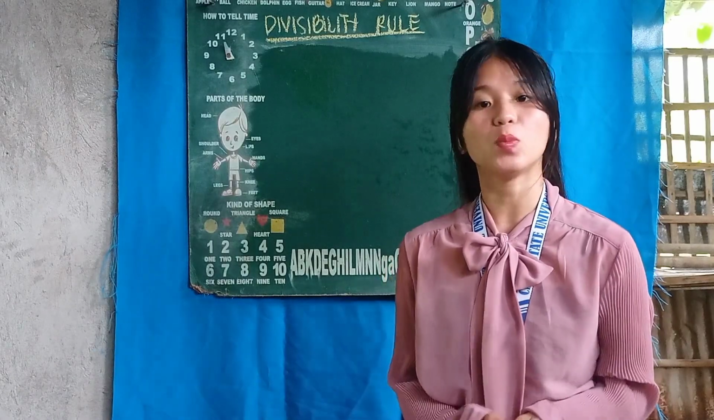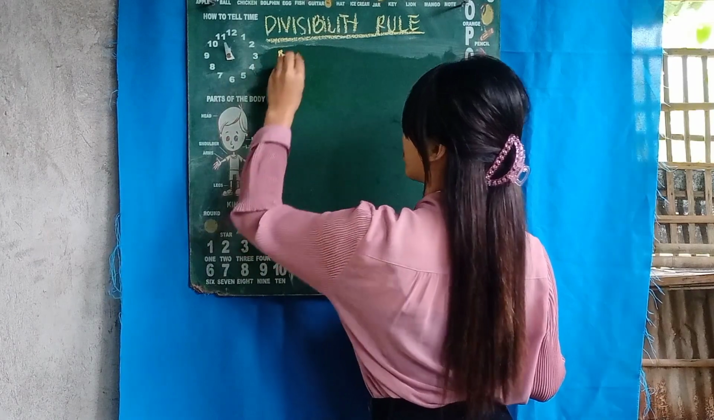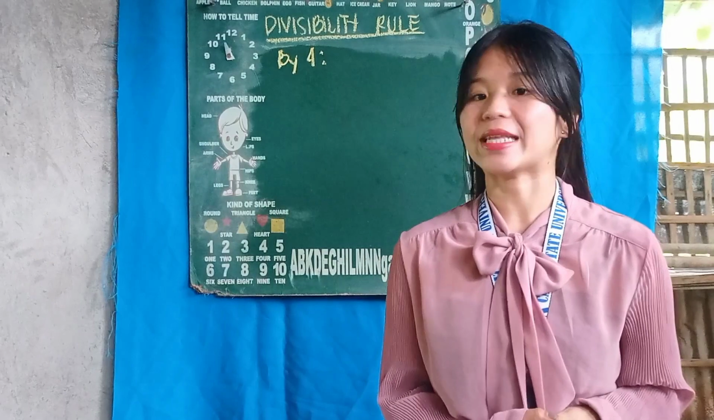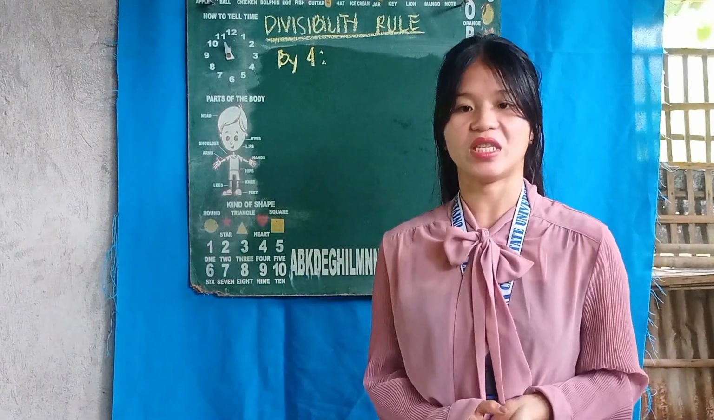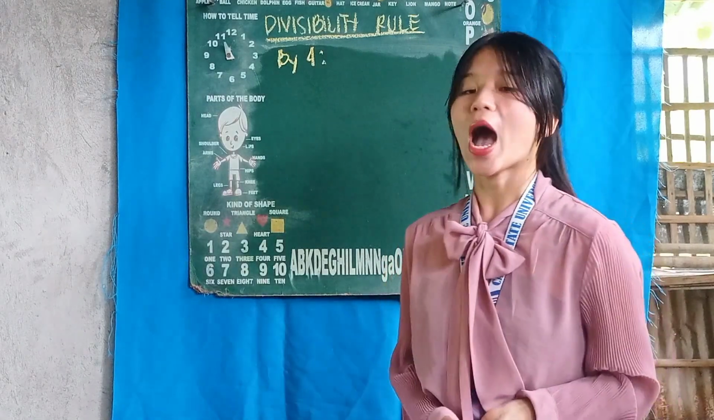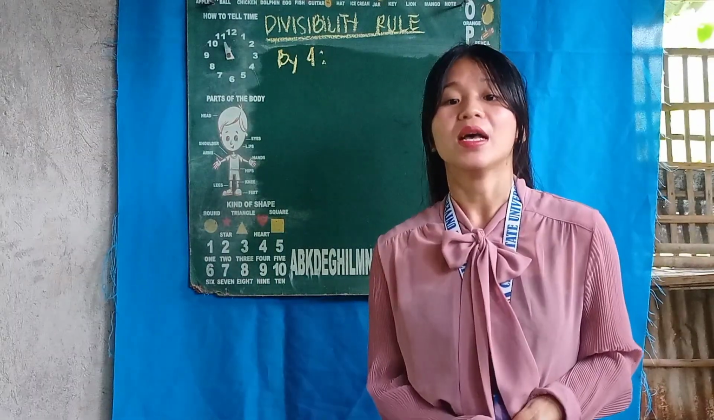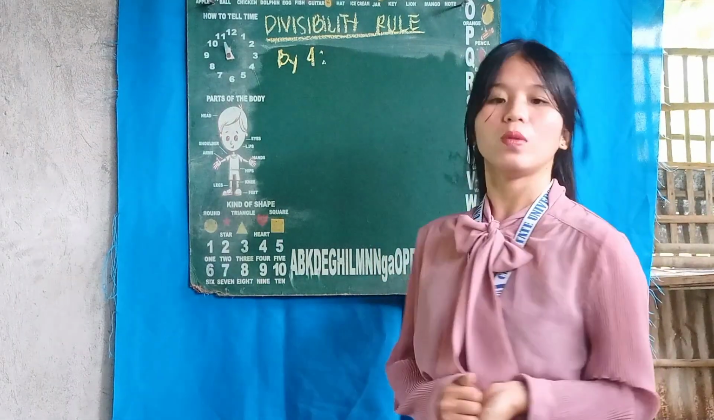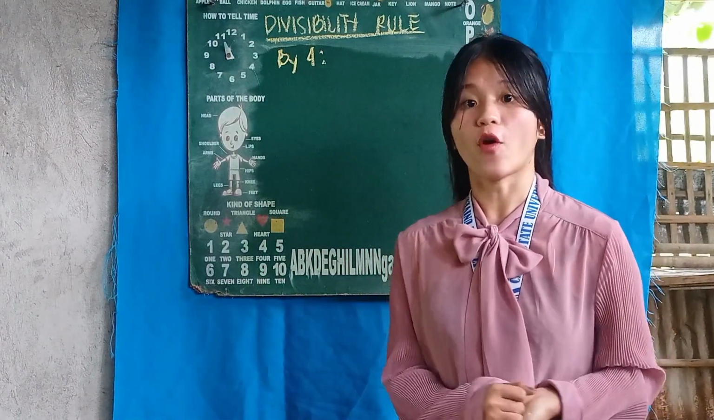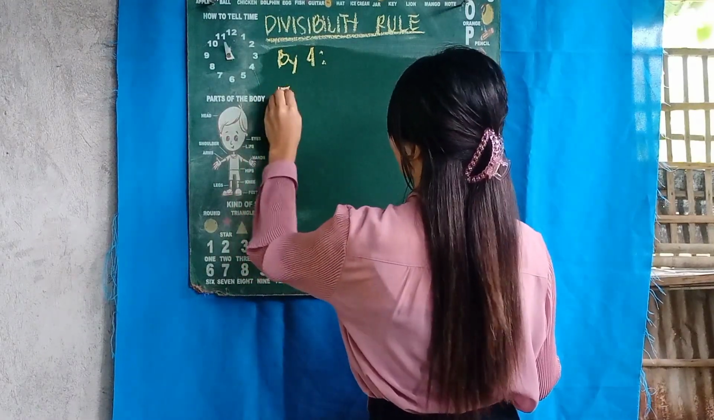So, now, let's move on to divisibility by 4. The number formed by the last 2 digits is divisible by 4. So, kaingon sa divisibility rule of 2, ang atong ginatanaw is ang last digit of the given number. So, dire naman sa divisibility rule by 4, ang last 2 digits of the number naman ang aton nga fokusan. So, let's have an example.